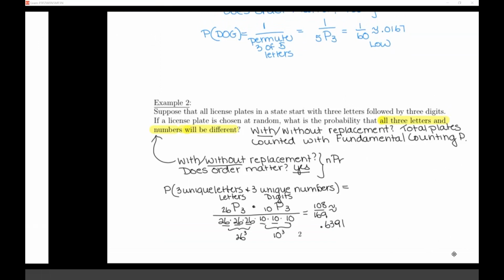Feel free to unmute. You don't have to type a long answer in the chat. Why do you think? Anybody have any thoughts?